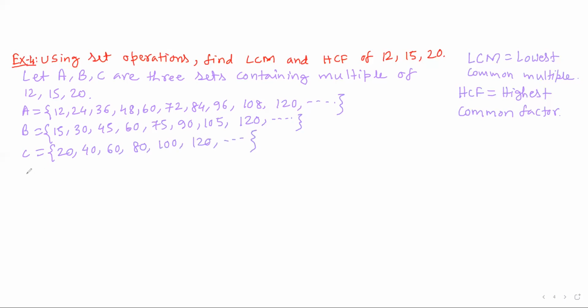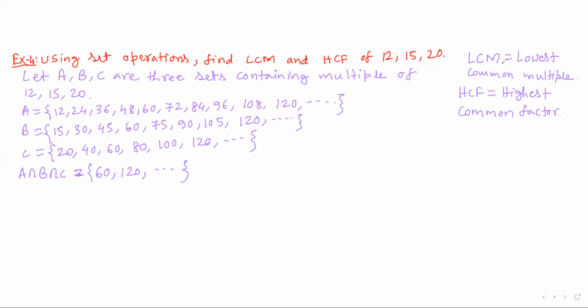Now we have to calculate the common multiple. Common multiple means we have to calculate A intersection B intersection C. So if you calculate A intersection B intersection C, then easily you can see that common portion, that will be 60 is the common part, then 120 will be the common part, and dot dot. So these are the common part.